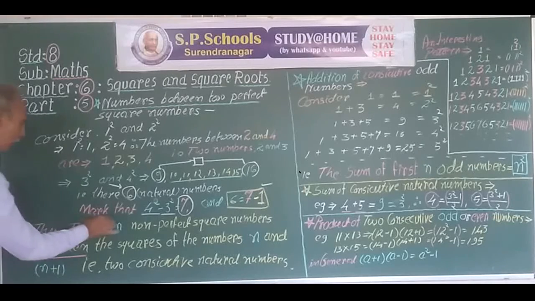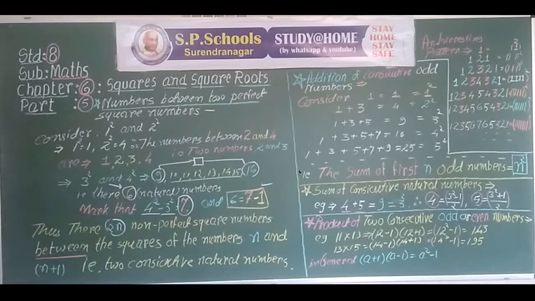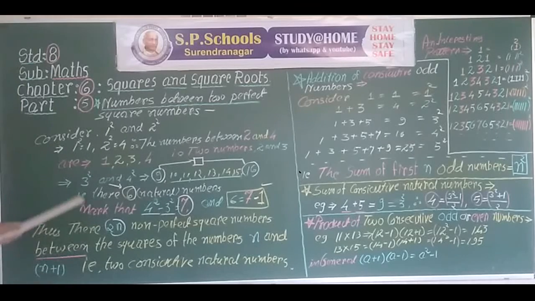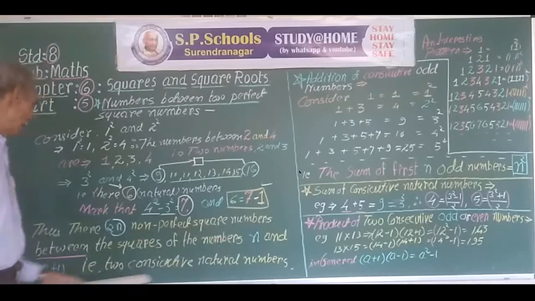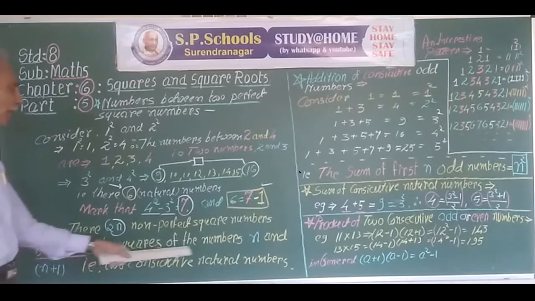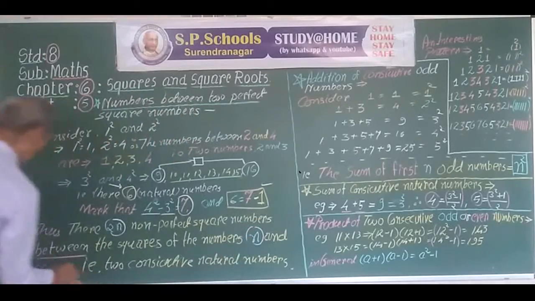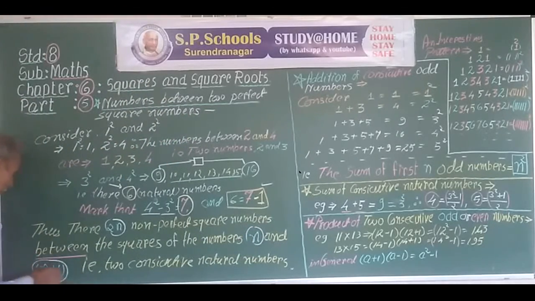So, in general, if there are two numbers, n and n plus 1, like 3 and 3 plus 1, or 1 and 1 plus 1, then there will be 2n non-perfect square numbers between the squares of the numbers n and n plus 1. That is, 2 consecutive natural numbers. n is a natural number and n plus 1 is also a natural number.